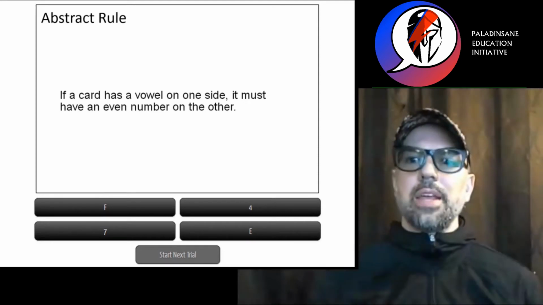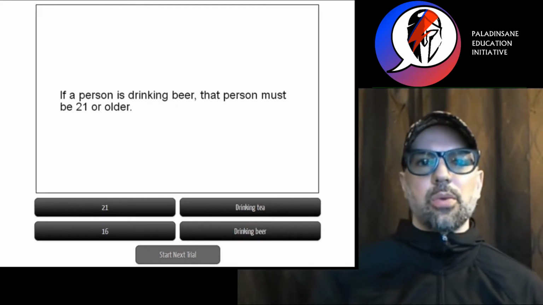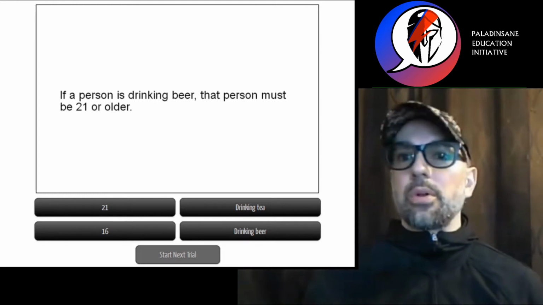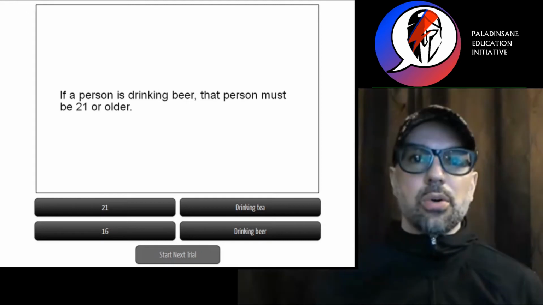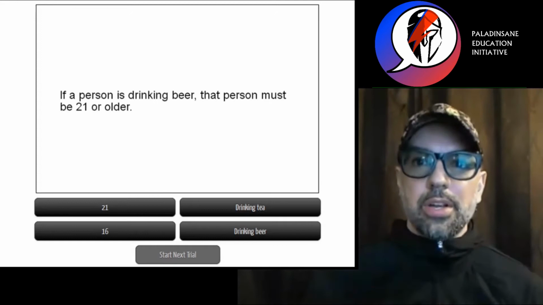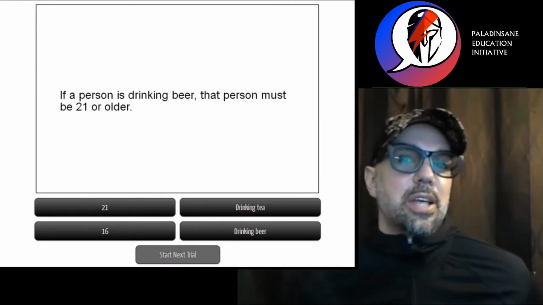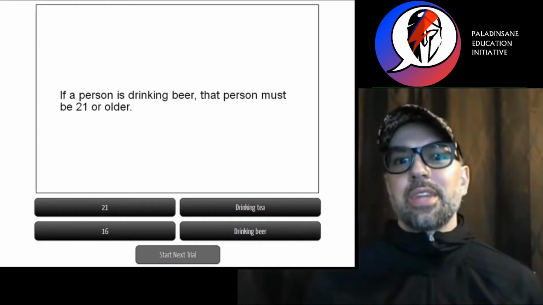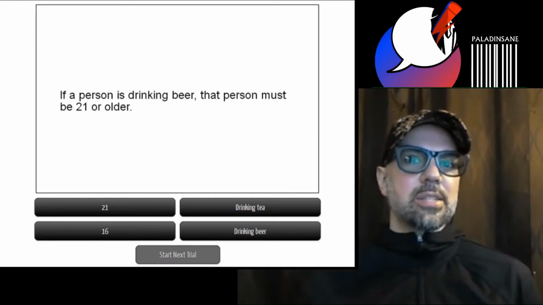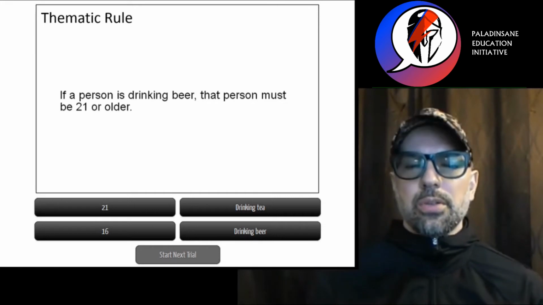However, you have probably encountered this situation. You have probably encountered a situation where if a person is drinking beer, that person must be 21 years or older. You might have thrown a party where you had to make sure, as a responsible party thrower, that if a person is drinking beer, that person is 21 years or older. You might have been the person that was under 21 yourself, very aware of this rule, that if you get caught drinking beer, that's not going to be okay. So whatever the context was, this was the thematic rule, because you could bring real world experience to this rule.